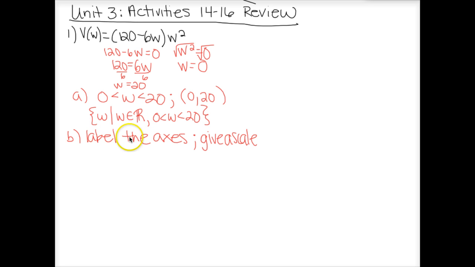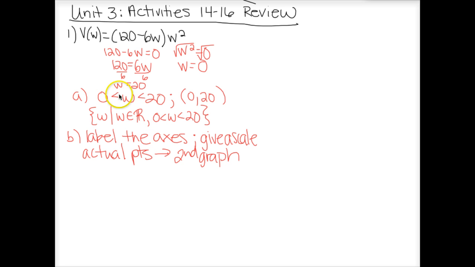The other thing to remember on part B is that this is not going to be a rough sketch. You need to have some actual points. So remember that you can get actual points by pressing second graph once you've typed the equation into your graphing calculator and chosen an appropriate window. Now, a lot of you are still having trouble finding an appropriate window.